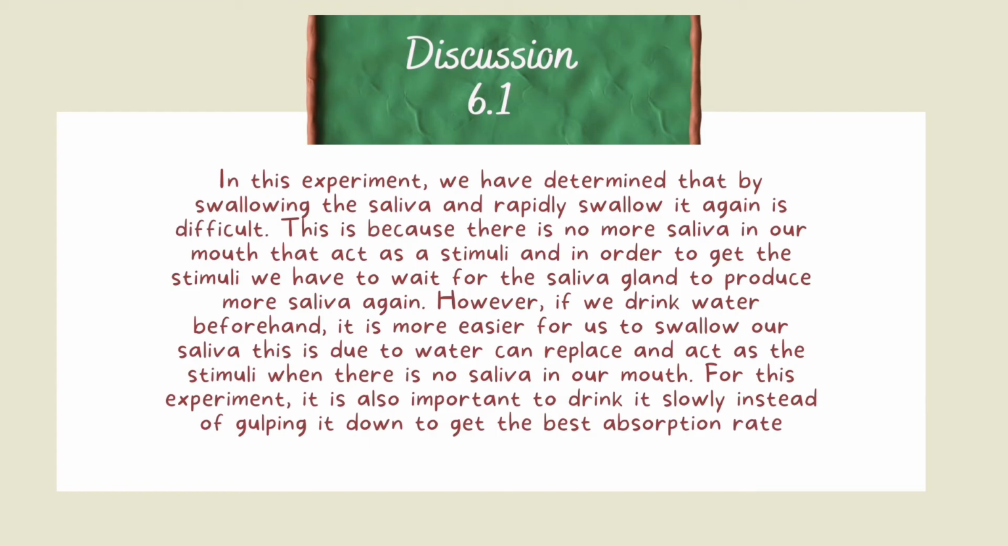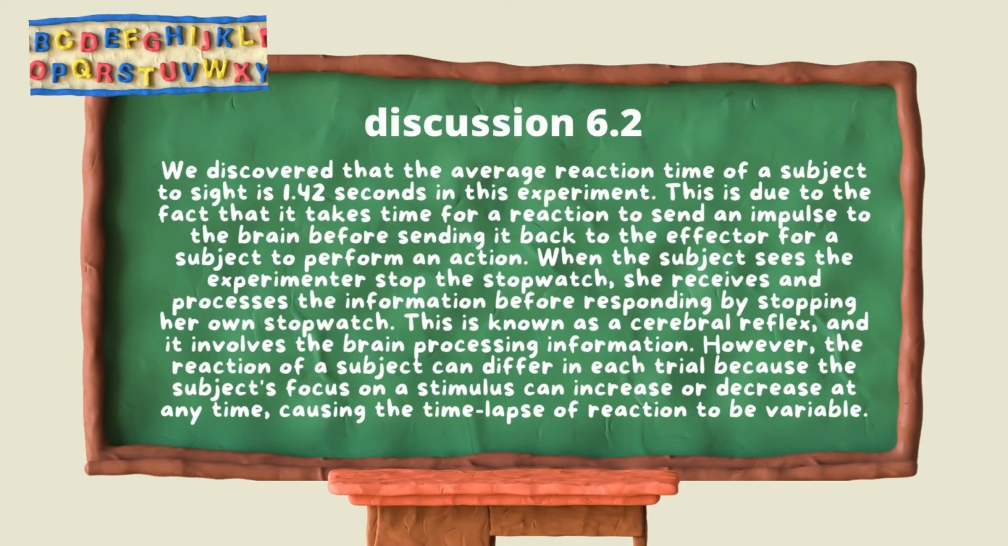For this experiment, it is also important to drink slowly instead of gulping it down to get the best absorption rate. For discussion 6.2, we discovered that the average reaction time of a subject to sight is 1.42 seconds. This is due to the fact that it takes time for the receptor to send an impulse to the brain before sending it back to the effector for the subject to perform an action. When the subject sees the experimenter stop the stopwatch, she receives and processes the information before responding by stopping her own stopwatch. This is known as a cerebral reflex, and it involves the brain processing information. However, the reaction of a subject can differ in each trial because the subject's focus on a stimulus can increase or decrease at any time, causing the time lapse of a reaction to become a variable.